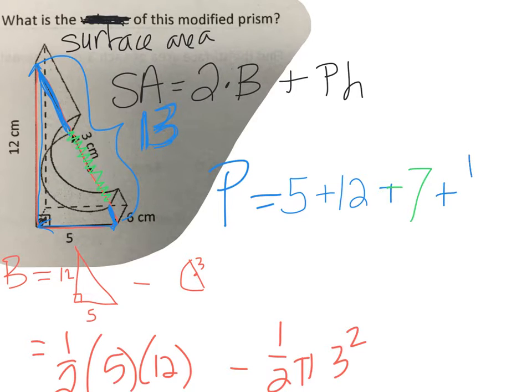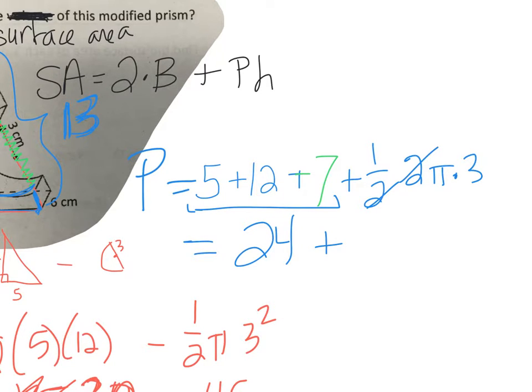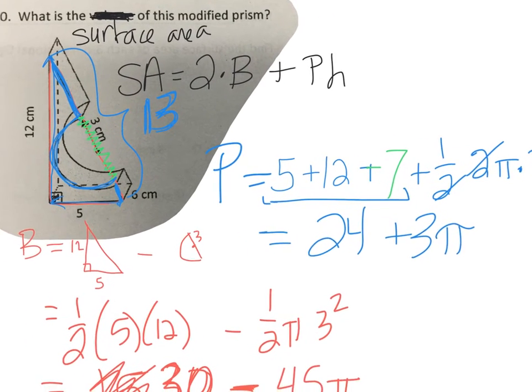Plus, now I have a half of a semicircle with a radius of 3. So half of 2 pi times 3. The circumference of a circle is 2 pi r. Half of it is, of course, pi r. So I add up my numbers, and that's 24 plus 3 pi as the perimeter of this base.